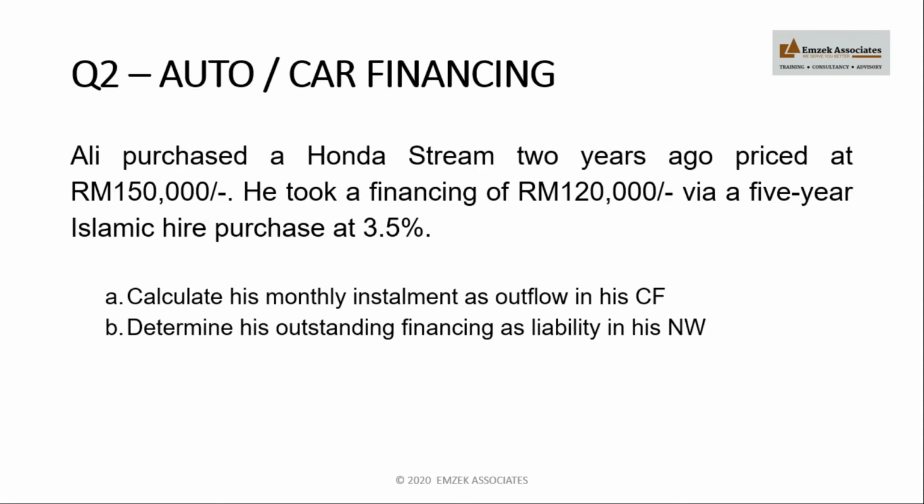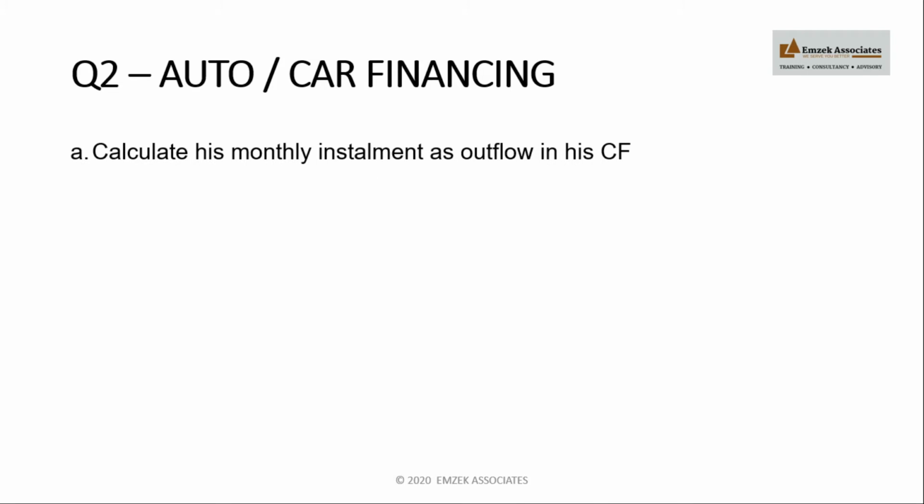Now, question number 2 is on auto or car financing. Ali purchased the car 2 years ago. The purchase price is 150,000. The financing amount is only 120,000 via a 5-year Islamic hire purchase at 3.5%. To calculate the monthly installment as outflow in his cash flow, we will be using simple interest calculation, which is SMPL.